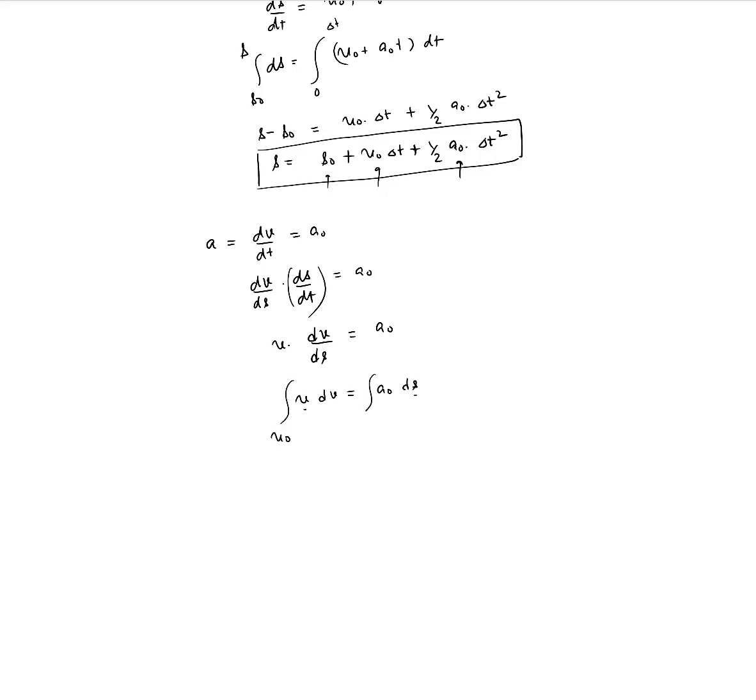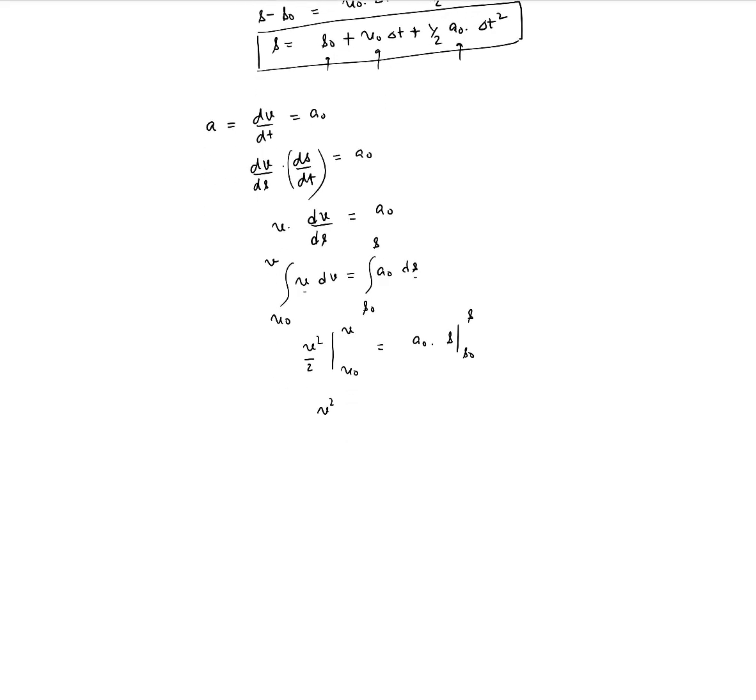So now integrate this, initial velocity being v0 to some final velocity, initial distance being s0 to some final distance. So we get v squared over 2 changing from v0 to v equal to a0 times s changing from s0 to s. Remember, these are all definite integrals. So we get v squared minus v0 squared over 2 equal to a0 times s minus s0. By the way, s minus s0 is nothing but the final position minus initial position, so that's also the total distance traveled. So we get v squared equal to v0 squared plus 2a0 times s minus s0, and that's your third equation from Galileo.